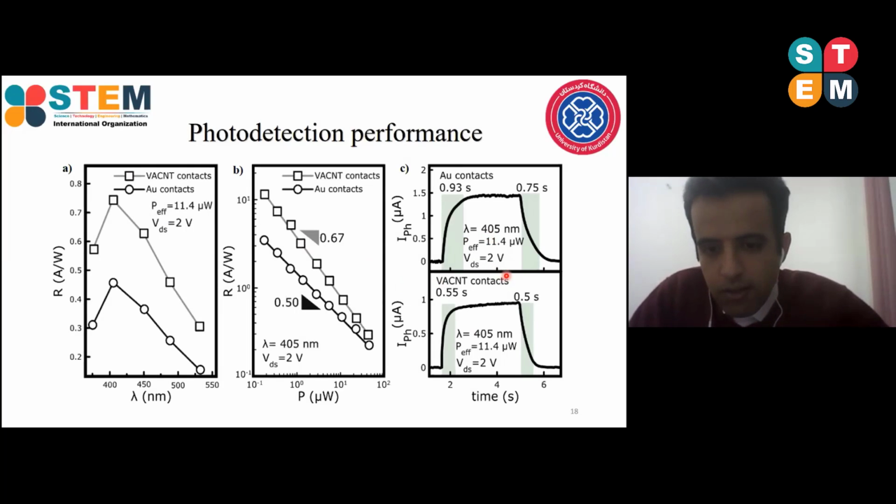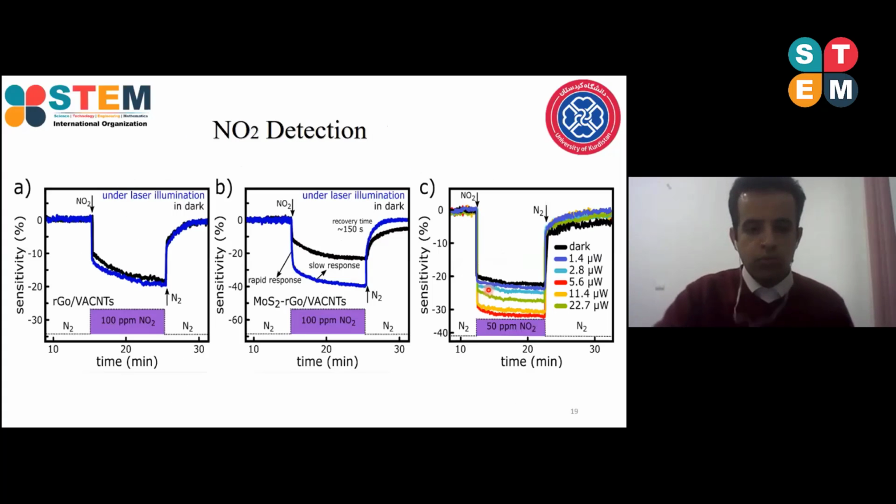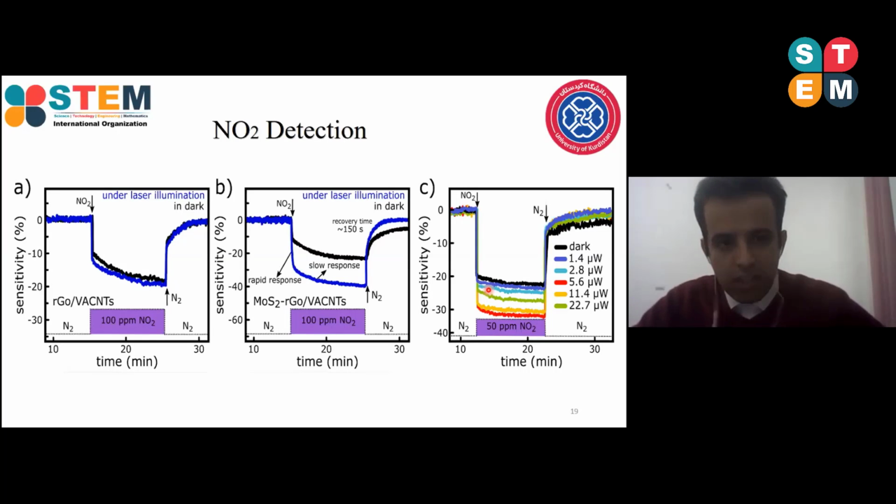The response time measurement also shows that with the vertically aligned carbon nanotube contacts, we have a better response time and also recovery time. Maybe it's due to the lower electrical Schottky barrier between graphene and carbon nanotube. So in the next part, we test our device for detection of nitrogen dioxide gas molecules.